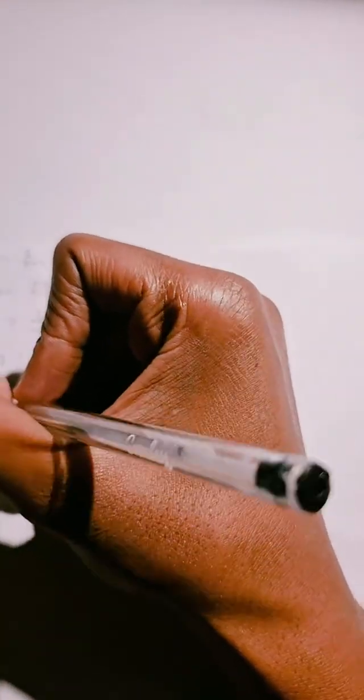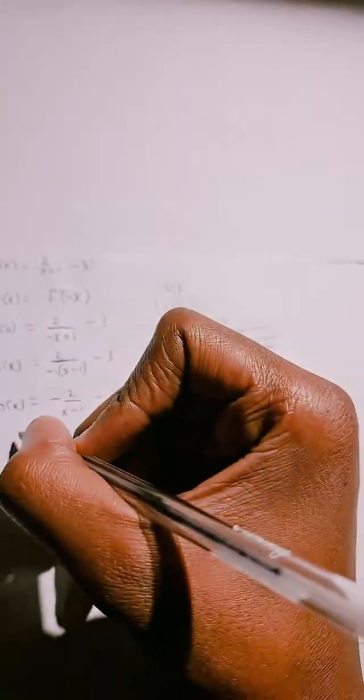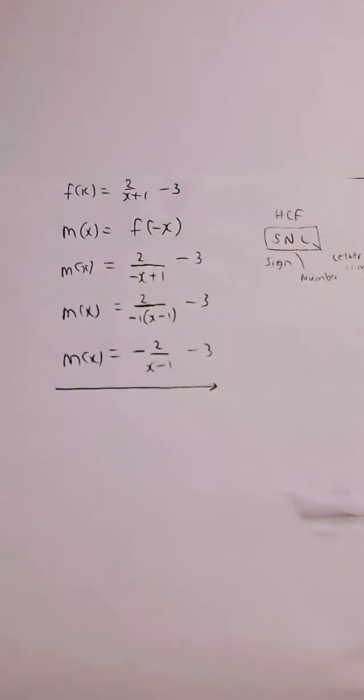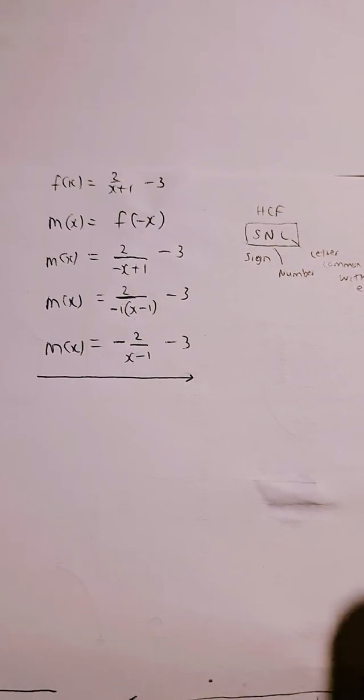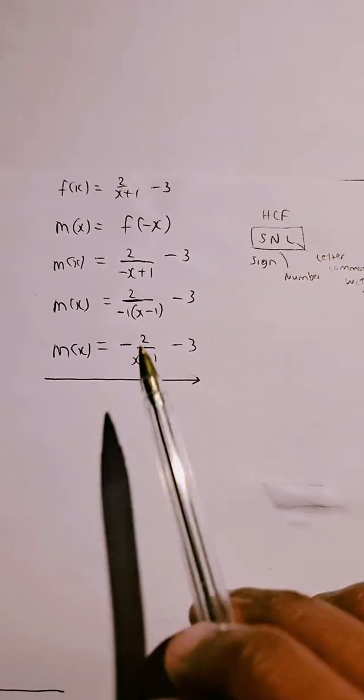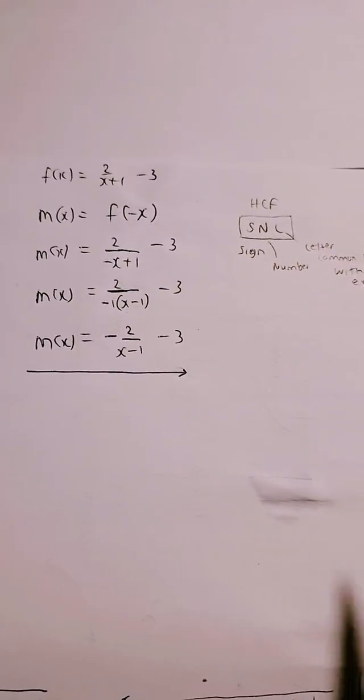So we have escaped that monster, and therefore our m of x, guys, is now given as a function with no denominator of x having a negative sign. This is something we need to make sure that we do.